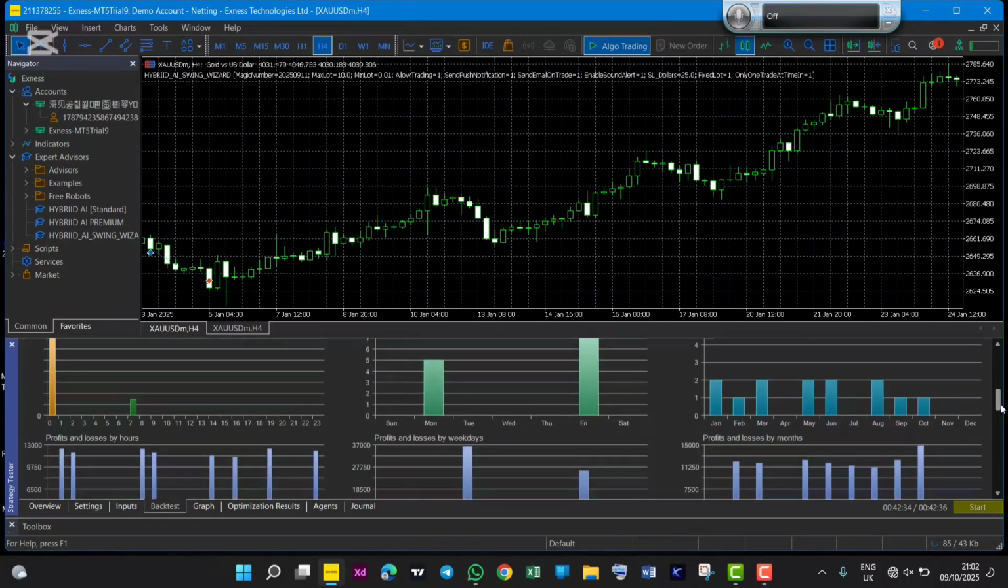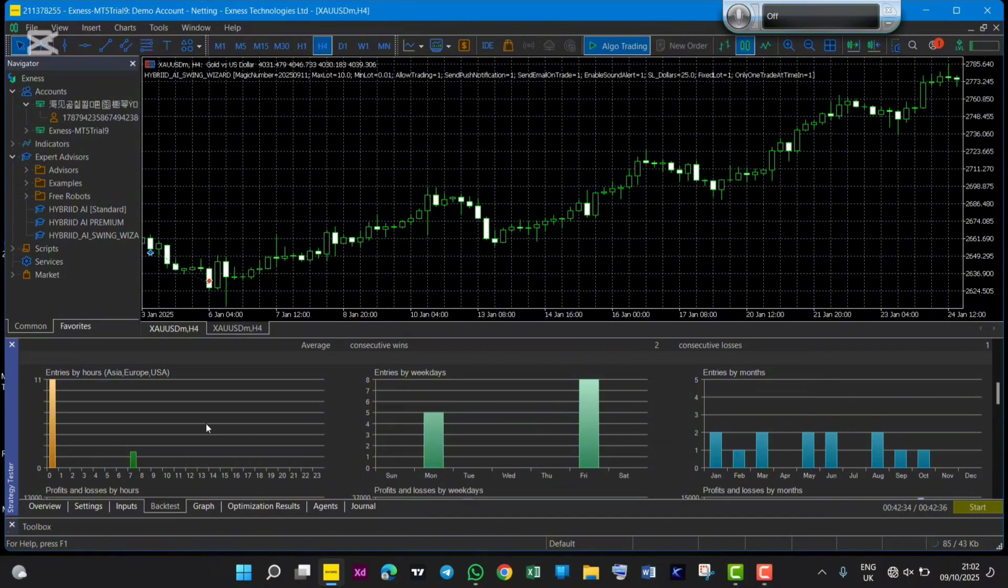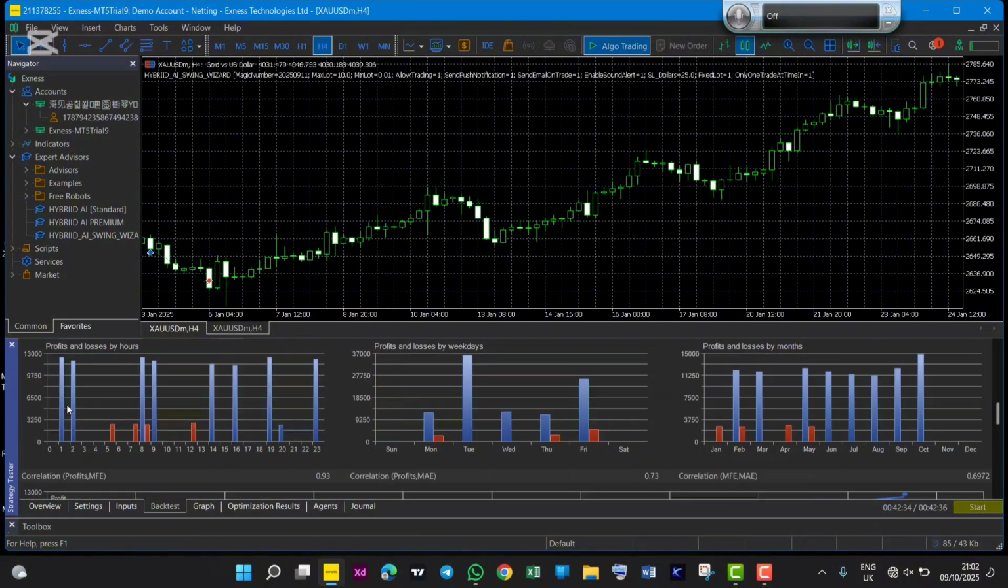Okay, let's check our charts here. Entry by hours: Asian, Europe, USA. These are entries by weeks, and these are entries by month. These are profit charts: profit and loss by hours. The blue, or sky blue, bars are the profit, and the red bars are the losses. Look at profit and loss by weekdays, and profit and loss by month.